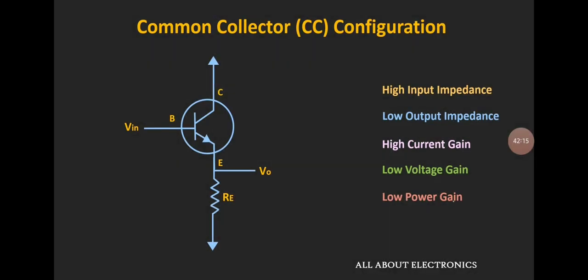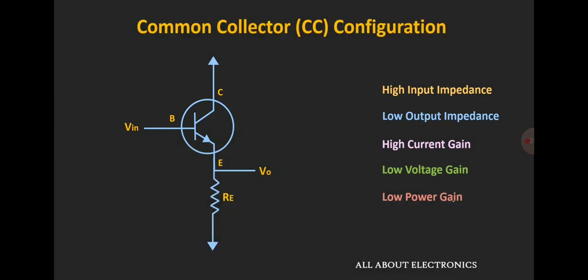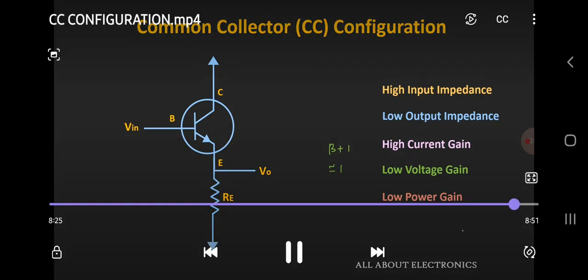Now this common collector configuration provides a very high input impedance and very low output impedance. And that is why it is often used for impedance matching in the amplifier circuit. Then if we talk about the current and the voltage gain, then it provides a very high current gain and very low voltage gain. So in this configuration, this current gain is equal to beta plus 1 and the voltage gain is close to unity. And if we talk about the power gain, then this configuration provides a low power gain. So these are the basic properties of this common collector configuration.